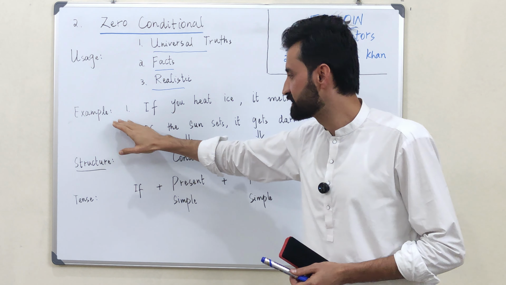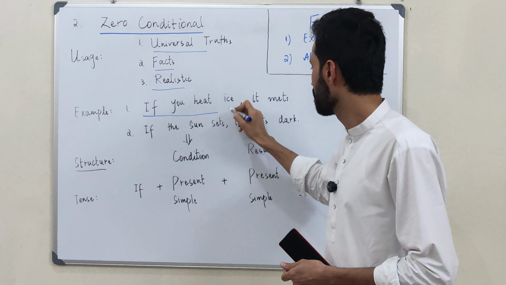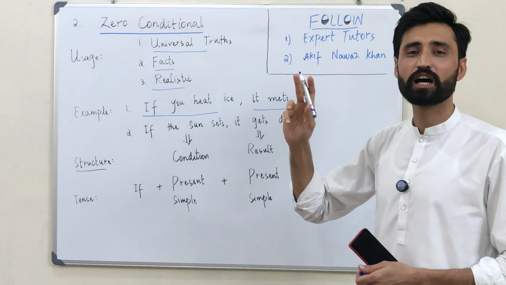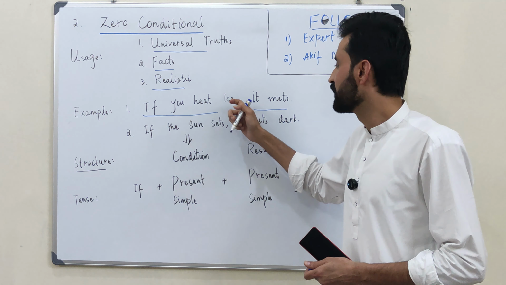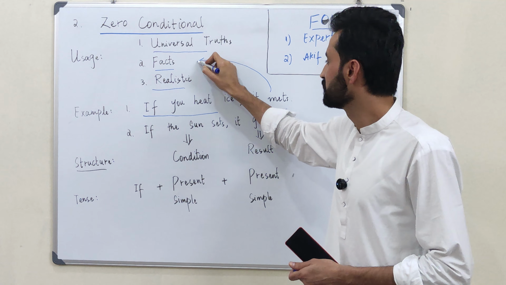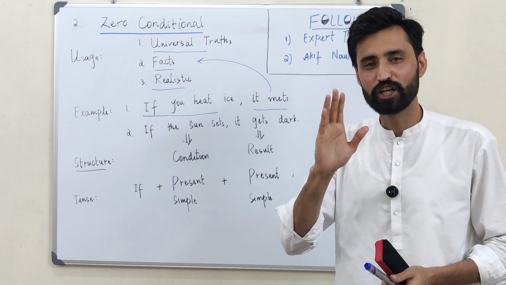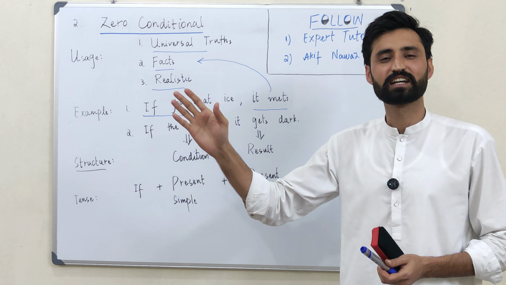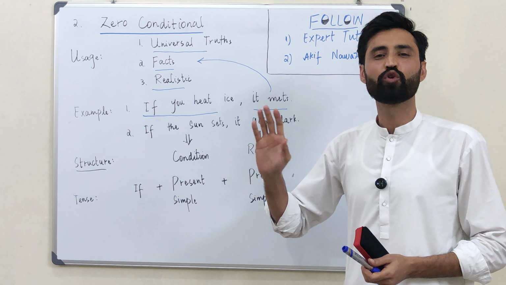Now, if you look at the examples, if you heat ice, it melts. Now here there are two clauses, the if clause and the main clause. And if we look at the usage of it, this is actually a fact. If you heat ice either in your country or any other country or any part of the world, definitely it will melt, no matter what.